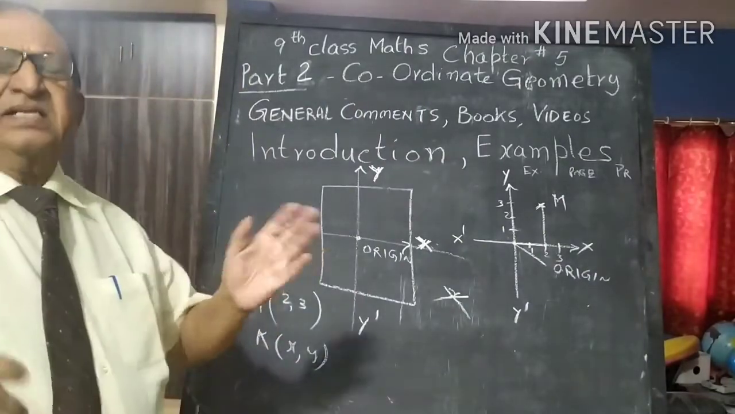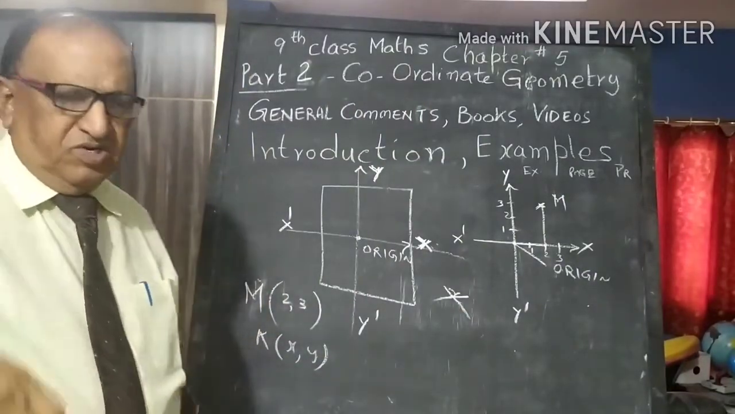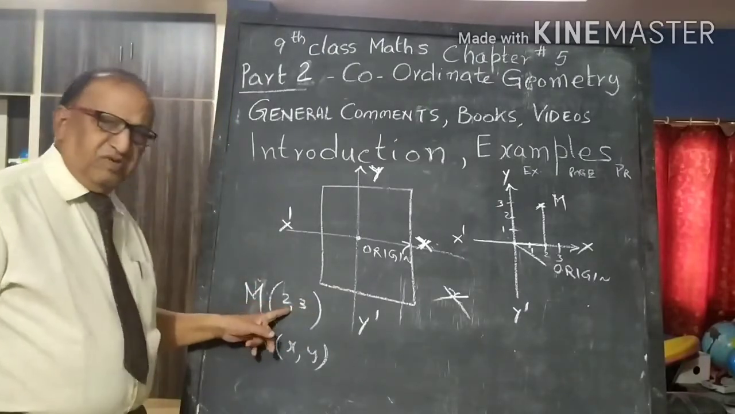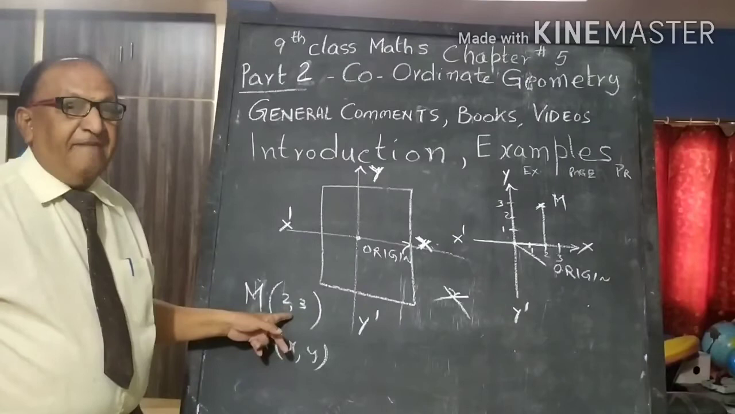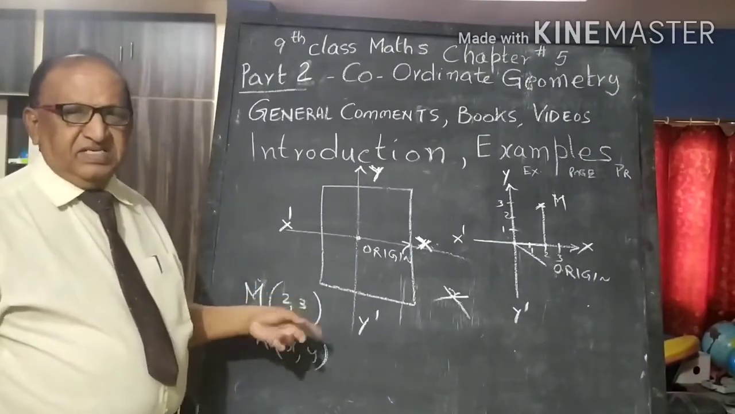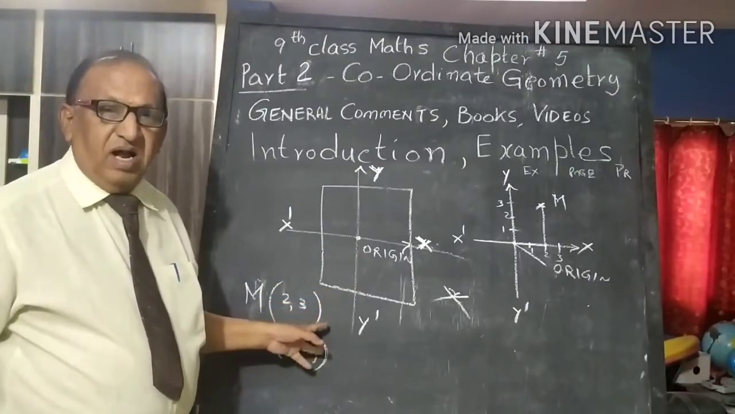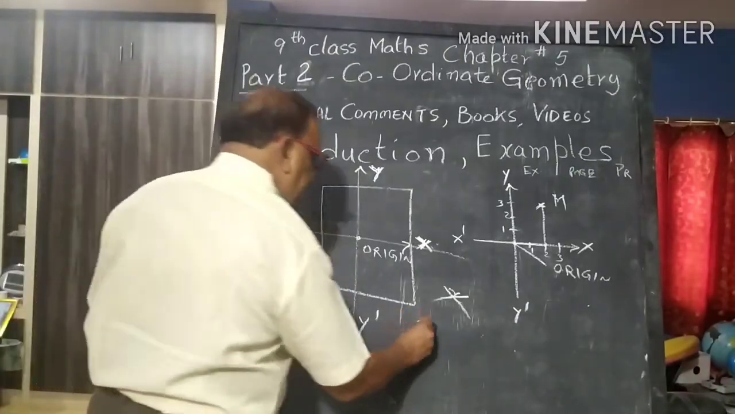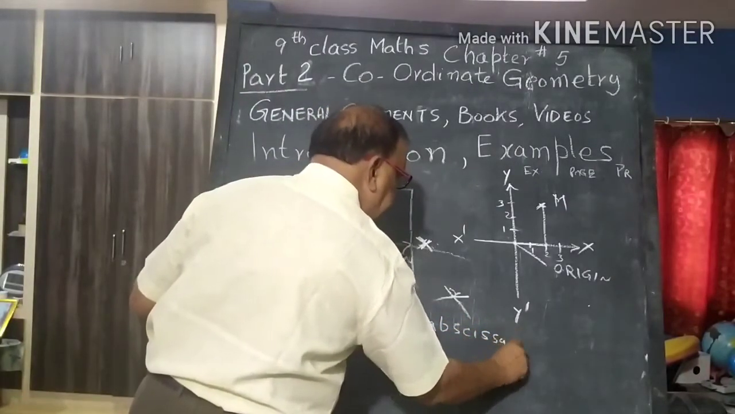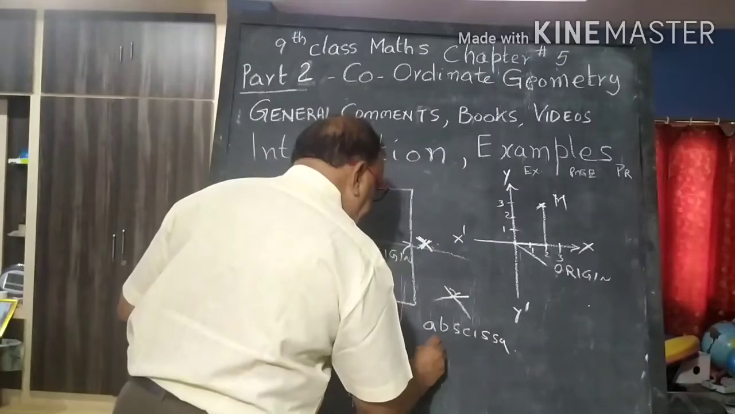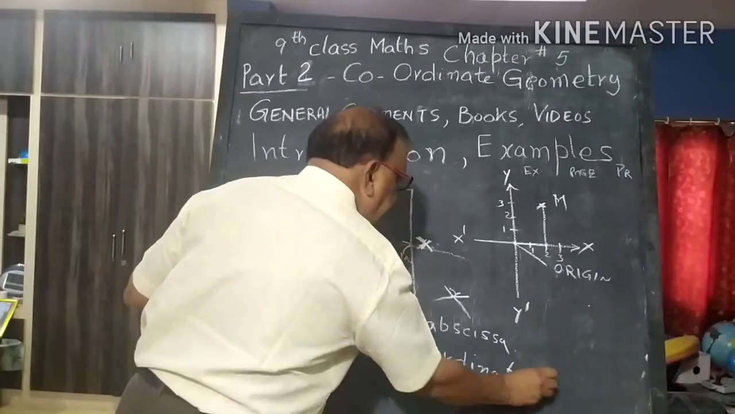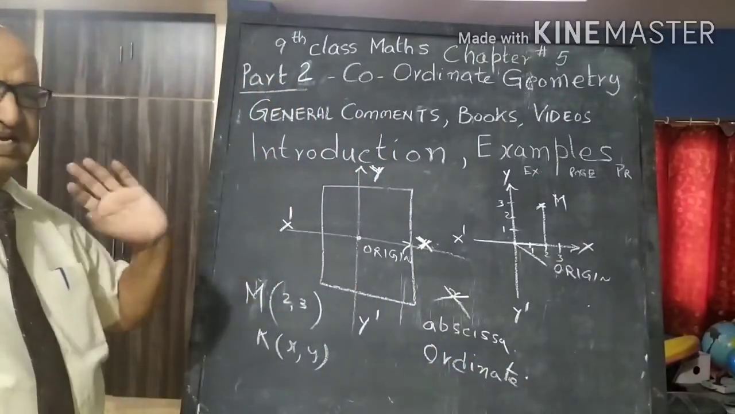I explained all that. I want to rush through because I wanted to spend my time more on the problems. So M(2,3), the first number represents the abscissa, the x-coordinate. The second number represents the y-coordinate, and it is also called the ordinate. Abscissa, A-B-S-C-I-S-S-A, and the y-coordinate is the ordinate, O-R-D-I-N-A-T-E. Okay? Alright, abscissa and ordinate.